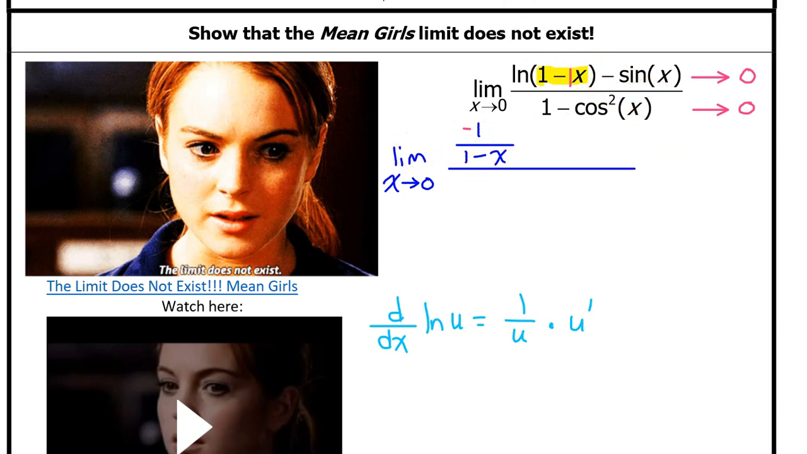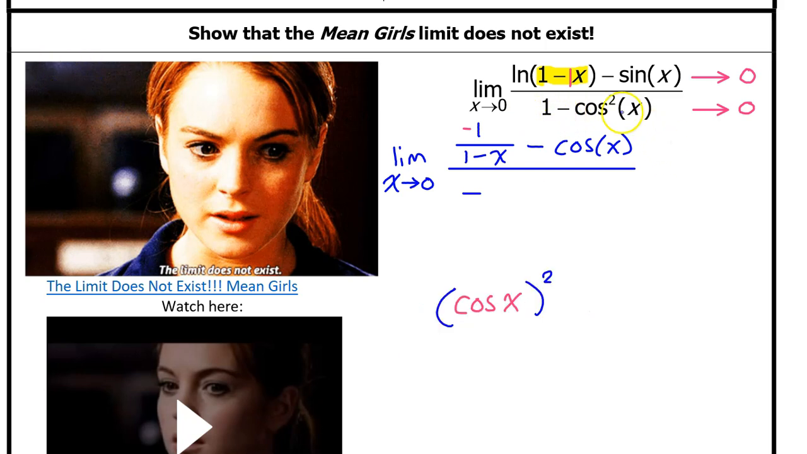Moving on, I am bringing down the negative sign from the middle, and the derivative of sine x is cosine x. Moving down to the denominator, the derivative of 1 is 0, so that's nothing, and I'm bringing down this negative sign.